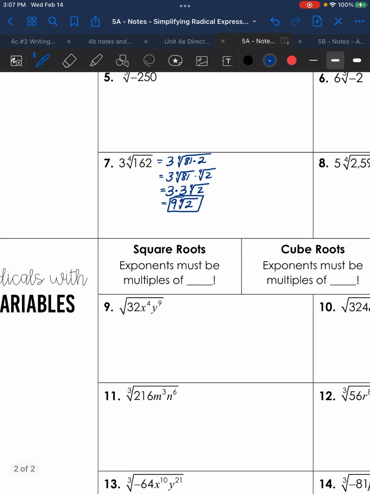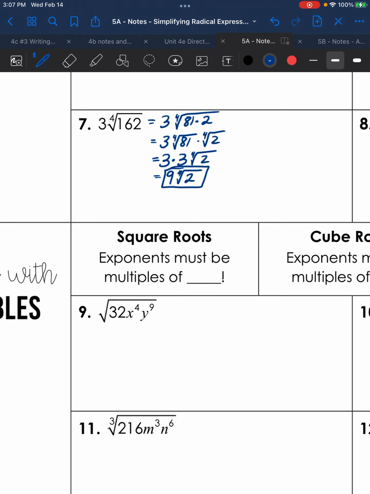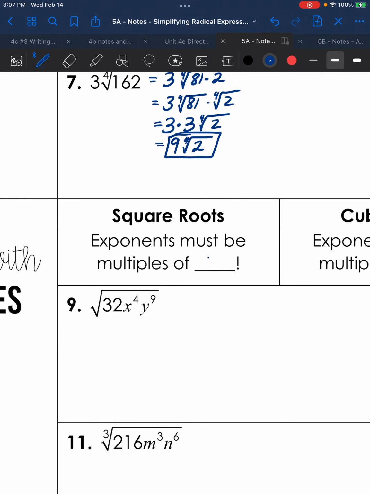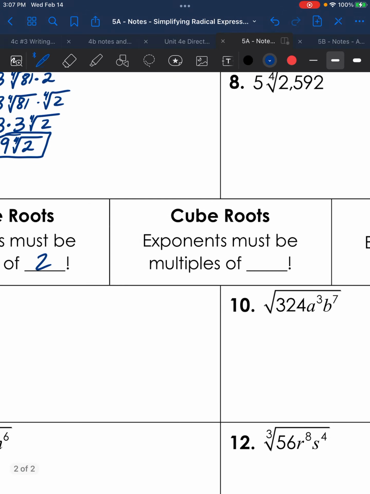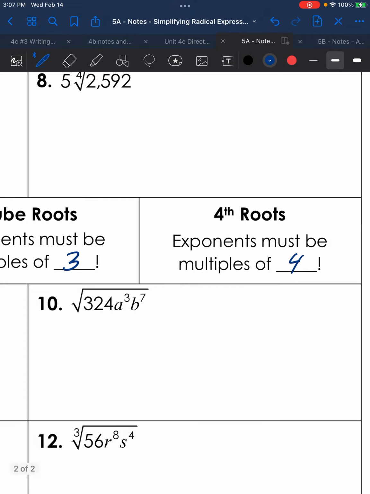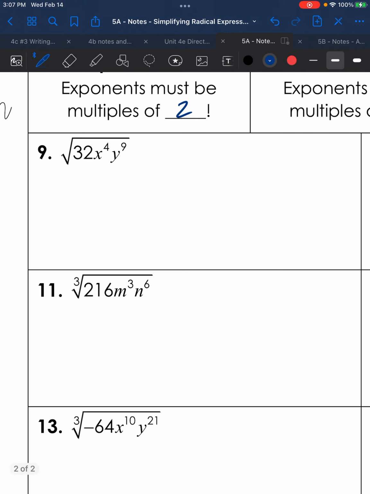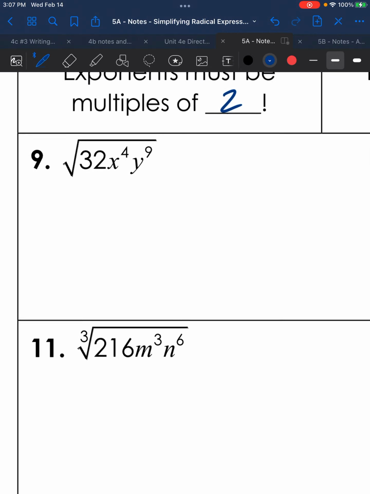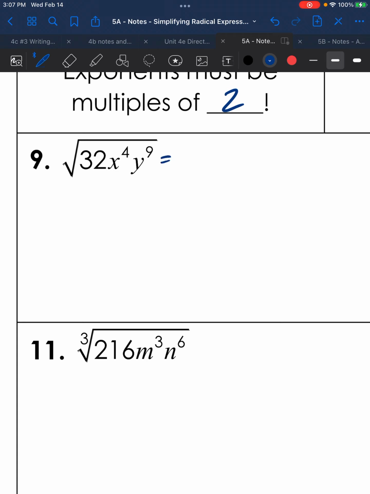All right, when it comes to variables, don't be scared. When it comes to variables, square roots, exponents must be multiples of 2, cube roots must be multiples of 3, and fourth roots multiples of 4. So let's get rolling on this. So I'm going to do number 9. So your number, I'm going to break it up like this.